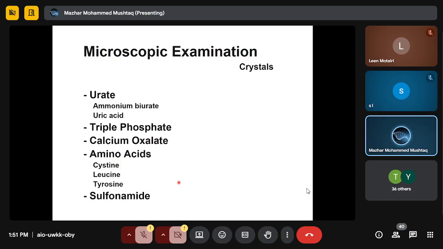And sometimes some drugs, for example sulfonamide, which is a medication taken by diabetic patients. If there is some damage to the kidney, because in the diabetic patient the kidneys get damaged, this can be seen in the form of a crystal.